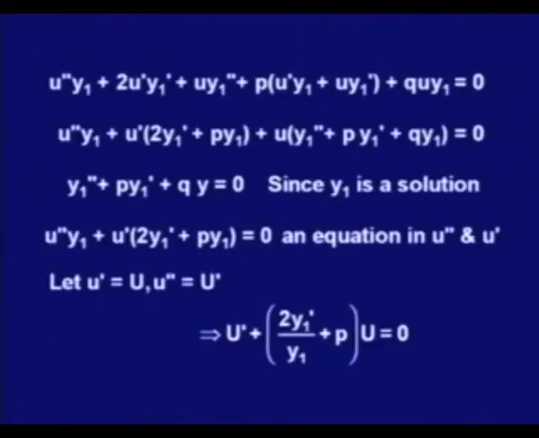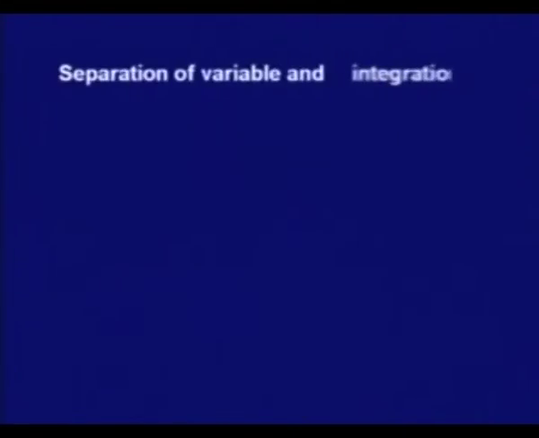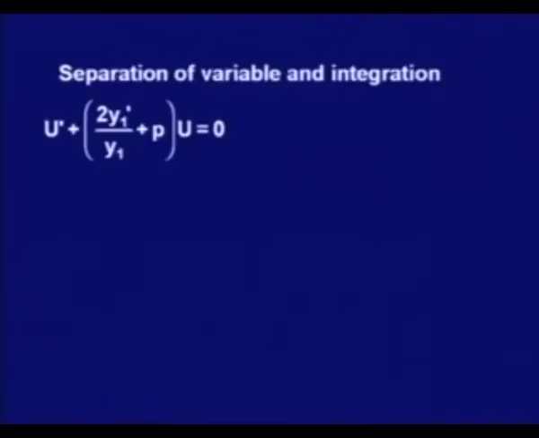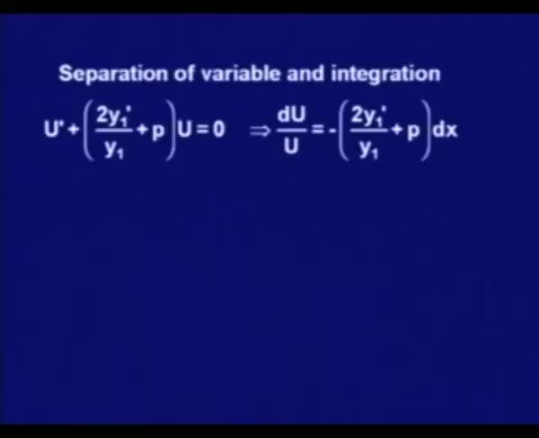Now, you see, this is a first order equation in capital U. That is why we are calling this the reduction of order technique. Now, we have got a differential equation of first order, for which we do know the methods to solve it. So, we will solve it by using the variable separable method, that is first separating the variables and then integrating it. So, separating the variables, we get dU upon U is equal to minus 2 y 1 dash upon y 1 plus p times dx.